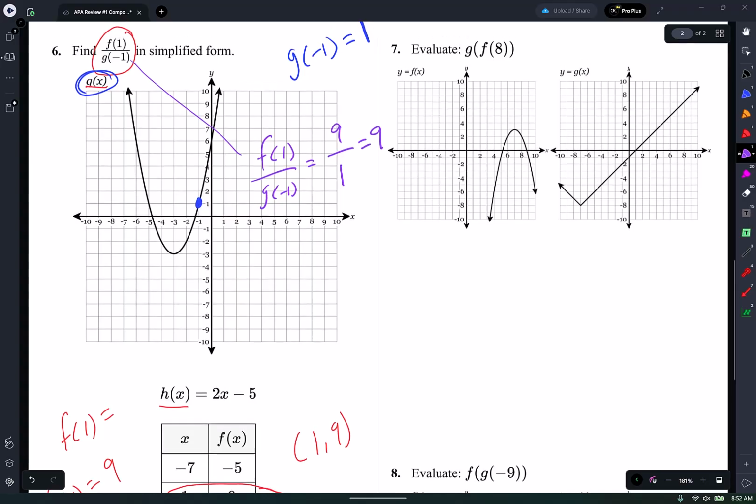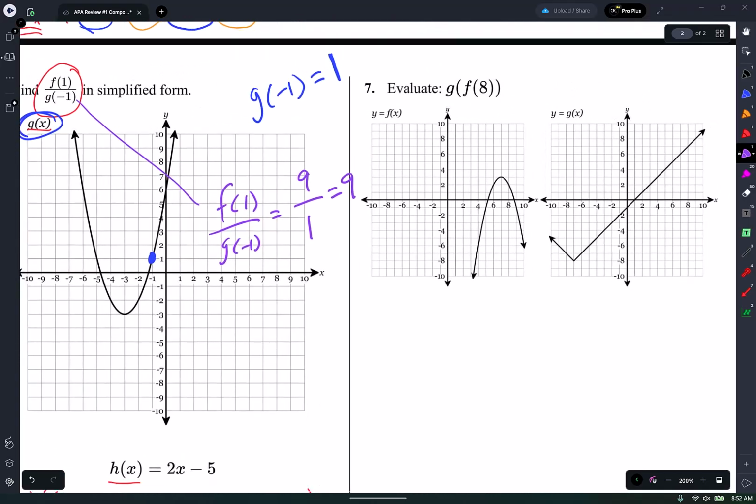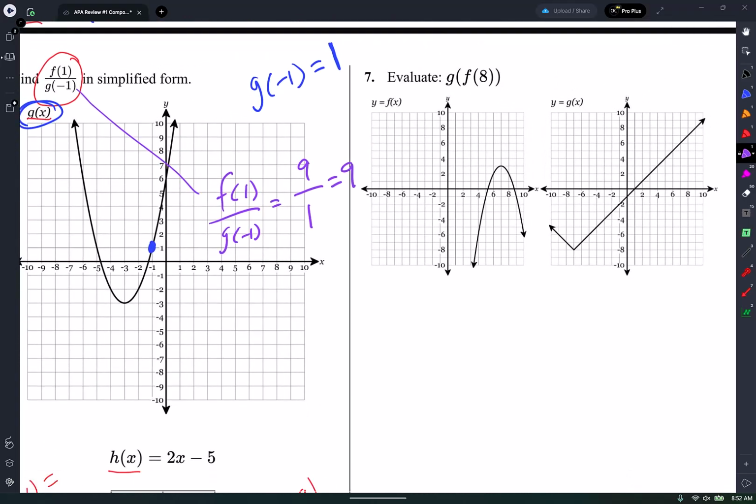Number 7. Don't worry, guys, we're almost done. Number 7 says g composite of f of 8. So I'm going to look for f of 8 first. So I'm going to write f of 8 equals, and I look for my f graph. So it's the one on the left. See how it says f there?